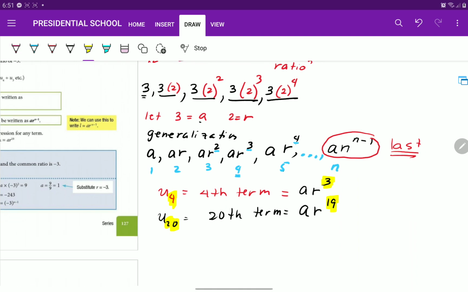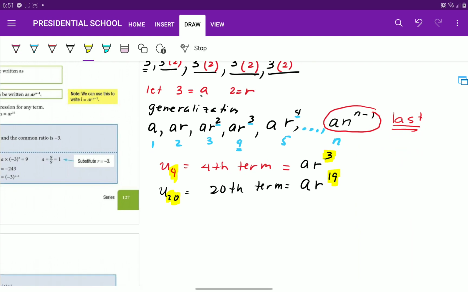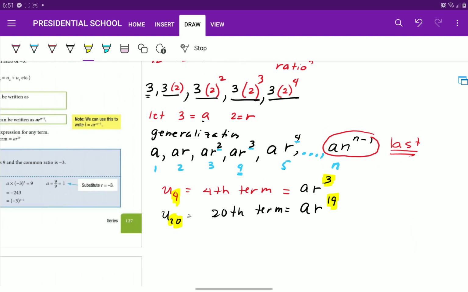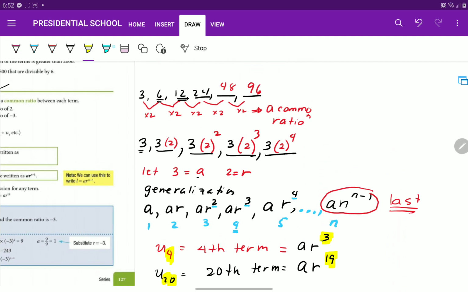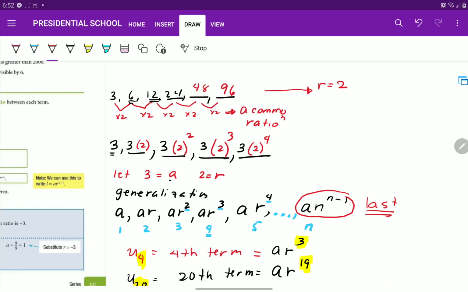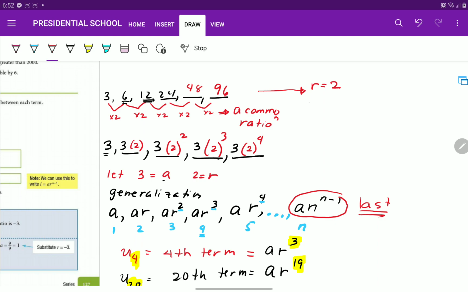Alright? Now, how do you get the common ratio? Let's go back to my example here. How can we get the ratio as equal to 2 in this example? Do you notice that that is 6 over 3? That's equal to 12 over 6. That's equal to 24 over 12.